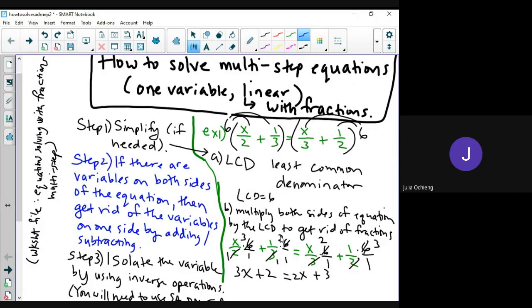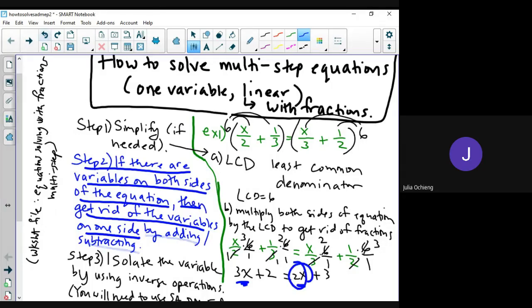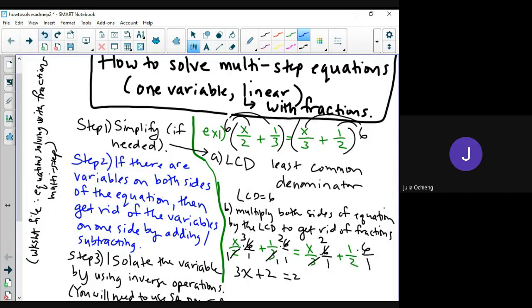Step 2. If there are variables on both sides of the equation, so check it out and see if there are. And indeed there are, because there's a 3x here and there's a 2x, so there's variables on both sides. That's a problem. Then get rid of the variables on one side, so choose one of the variables. So we're going to choose the 2x, we're going to get rid of that one by adding or subtracting it.